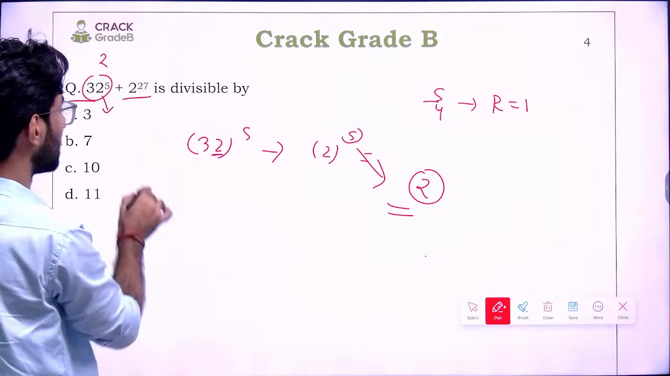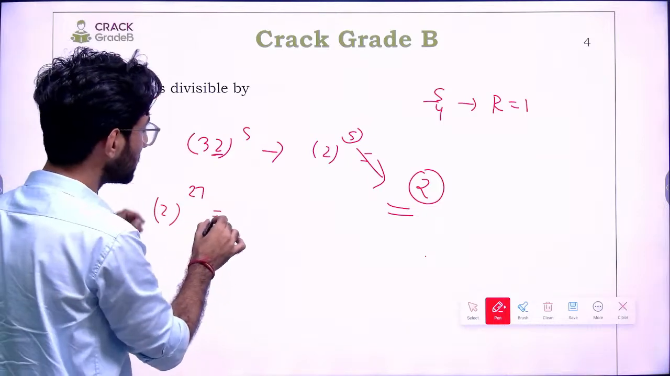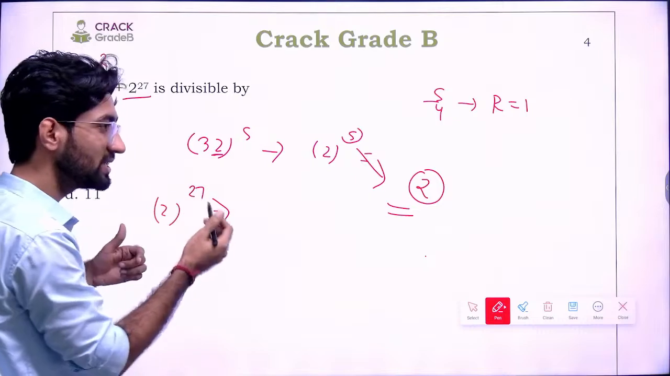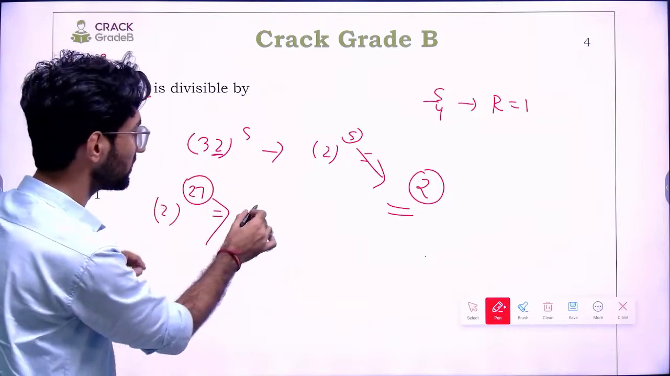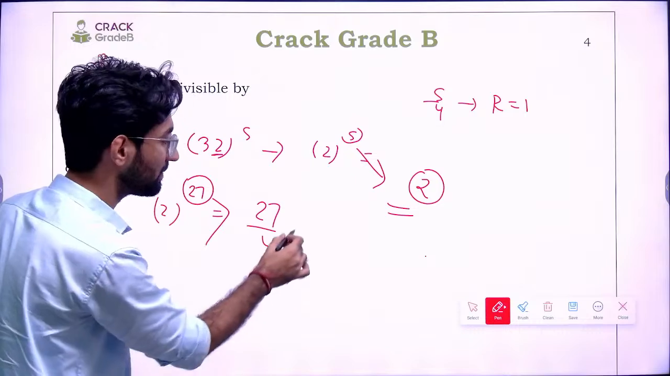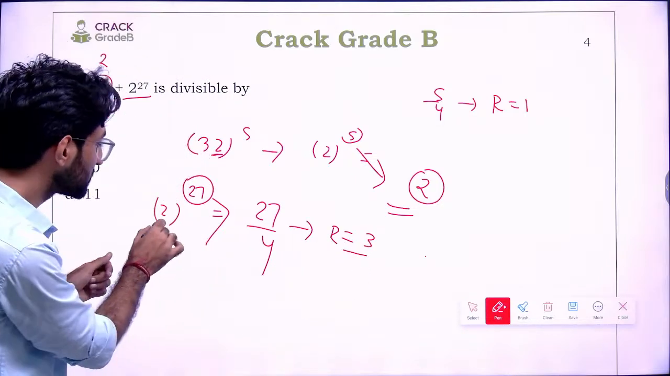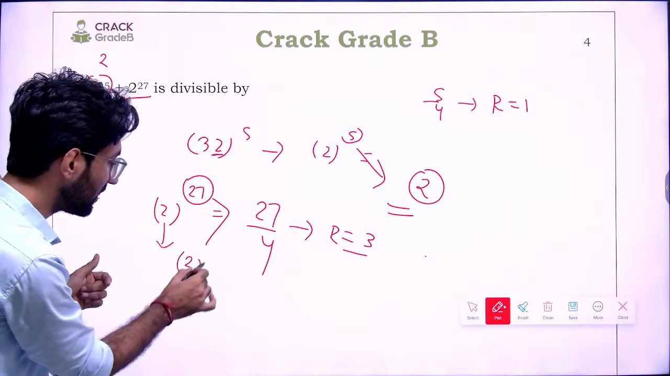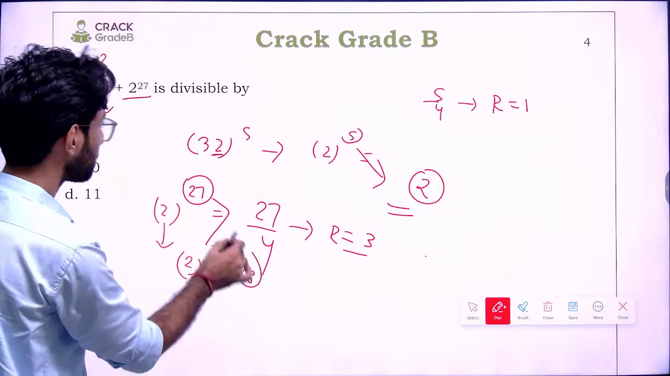If you look at this part, 2 to the power 27, right? So the unit digit of 2 to the power 27 is going to be equal to, so we know that the cyclicity of 2 is 4, so we will divide 27 by 4, means remainder equal to what? Remainder is 3 in this case. So the unit digit of 2 to the power 27 is equal to the unit digit of 2 to the power 3, and that is equal to 8.